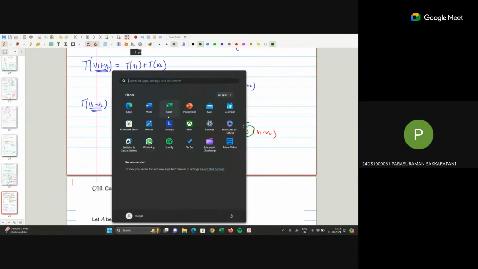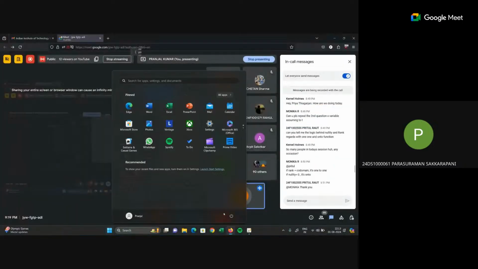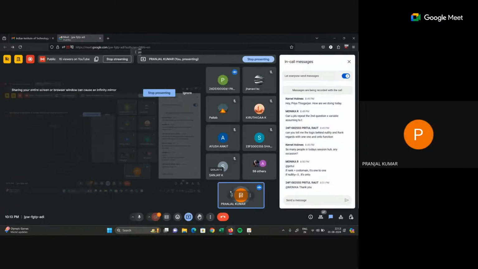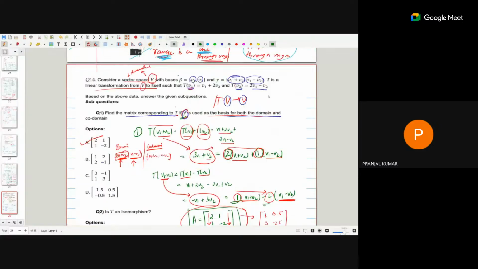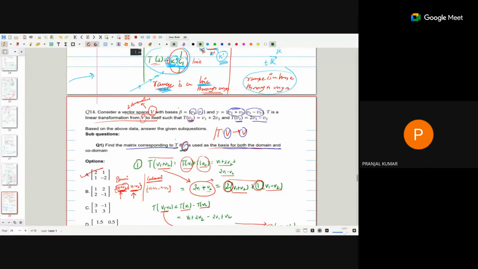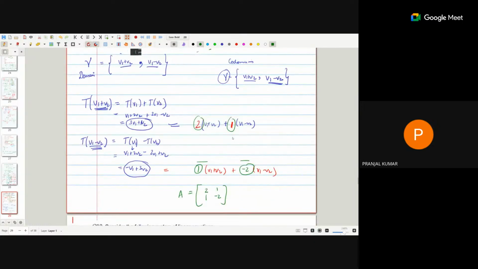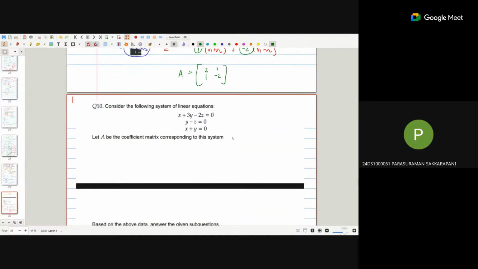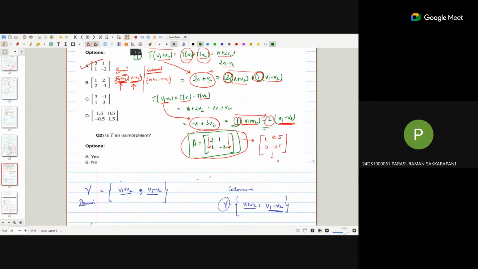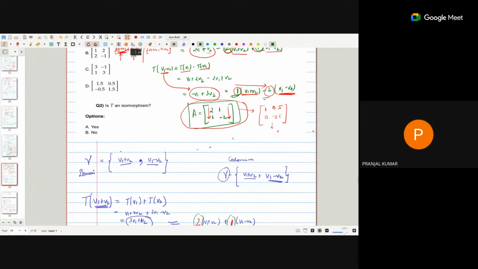Sir, here what is the significance of beta, sir? In the question they have given beta, right? That is just for confusion. So see, they actually have given you the images of the beta vectors, V1 and V2. But in the question they have mentioned gamma is used as basis for both domain and codomain. So this is just a little bit of a tricky question. Is this clear? Yes, sir. That is where the confusion happens, sir. Otherwise, it was a very straightforward question.